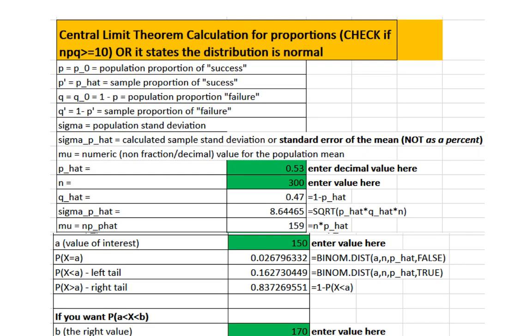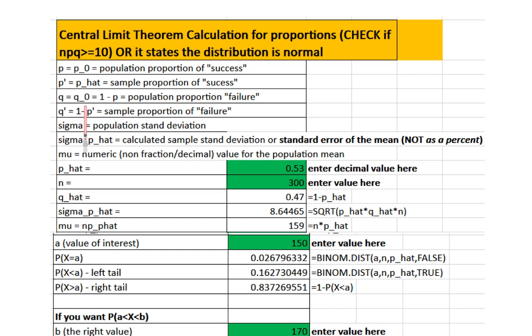So here's the actual calculator that I typically use. Notice I have the central limit theorem. It tells you what I should check, or it states it's a normal distribution. P, which is equal to P naught, sometimes noted as P naught, is the population proportion of success. P prime, also noted as P hat, is the sample proportion of success.